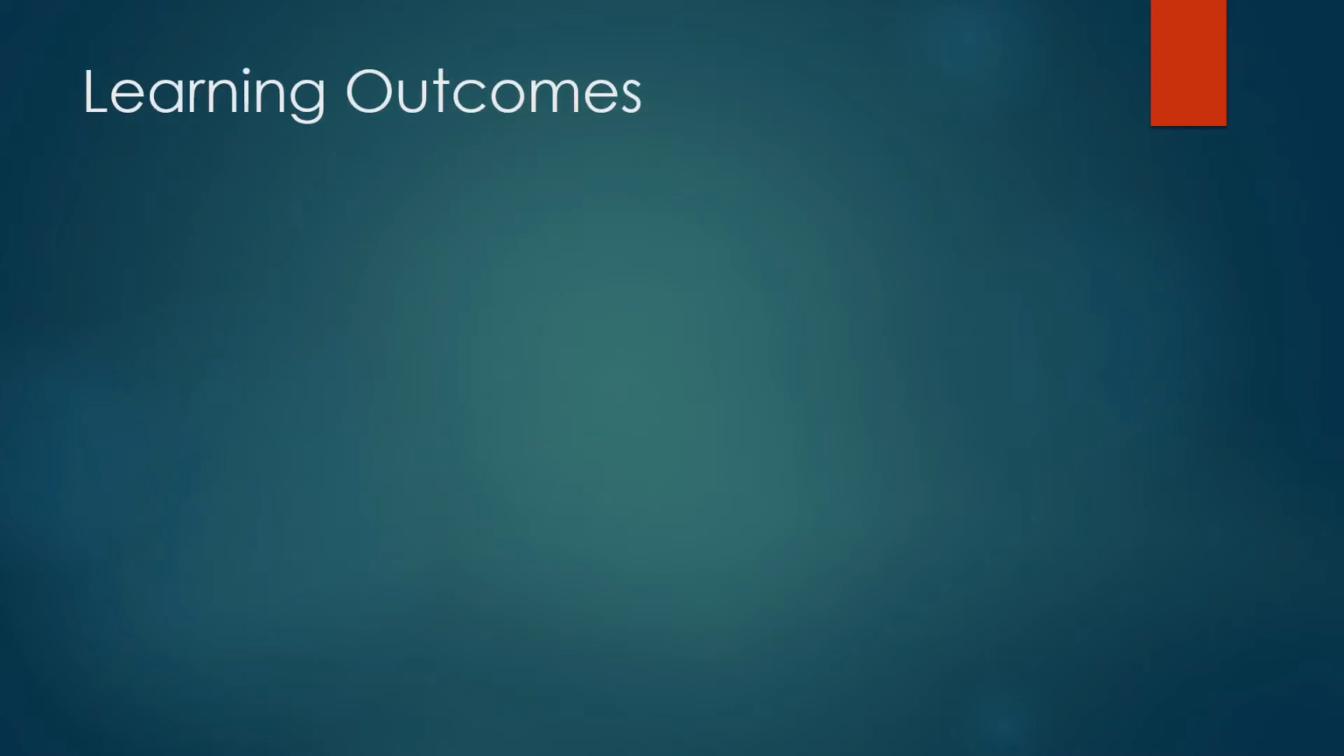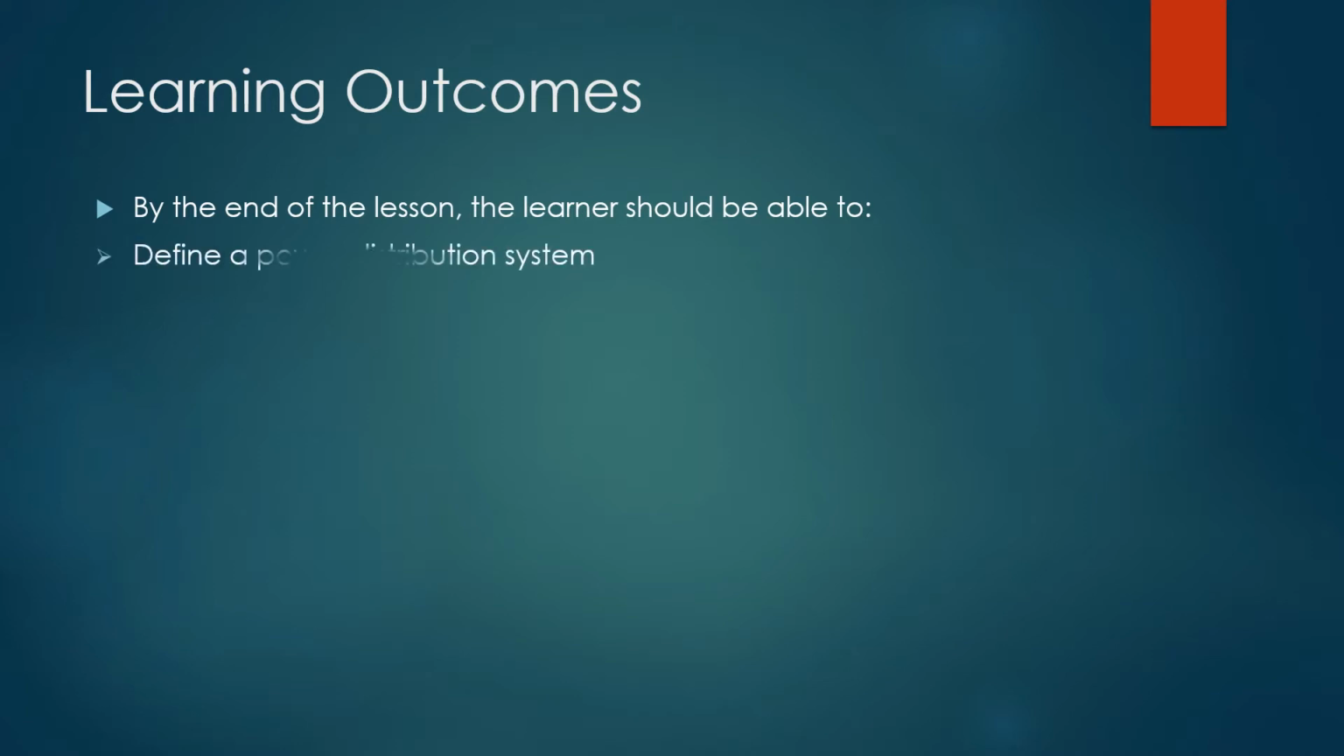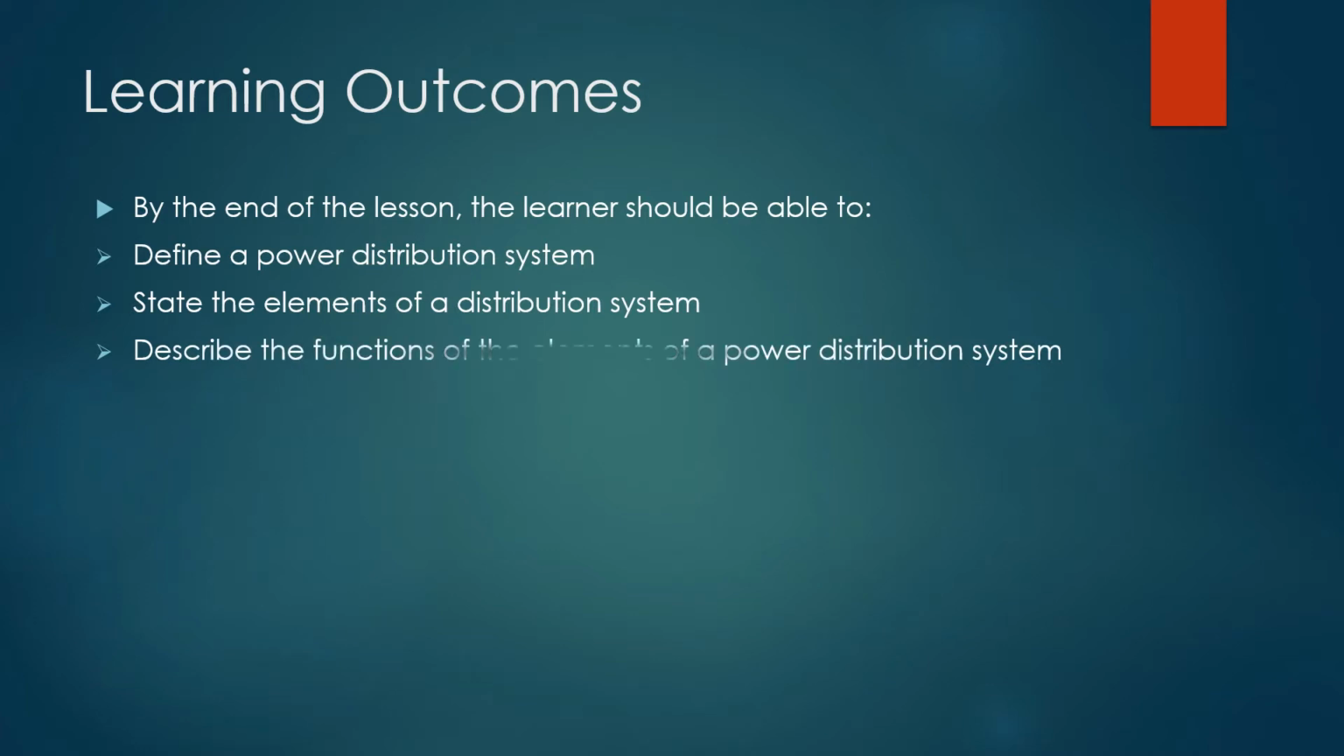So, the learning outcomes for this class are: the learner should be able to define a power distribution system. The learner should also state the elements of a distribution system. And finally, the learner should be able to describe the functions of the elements of a power distribution system.